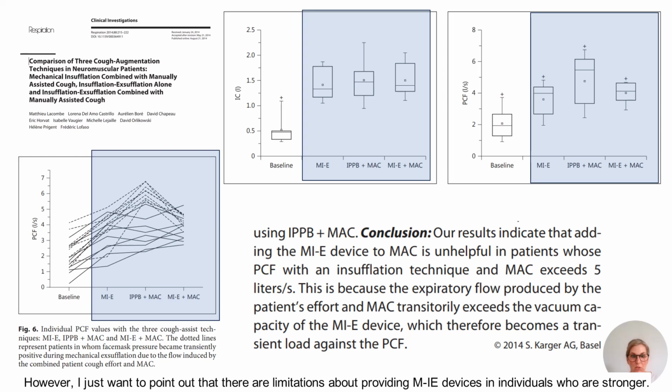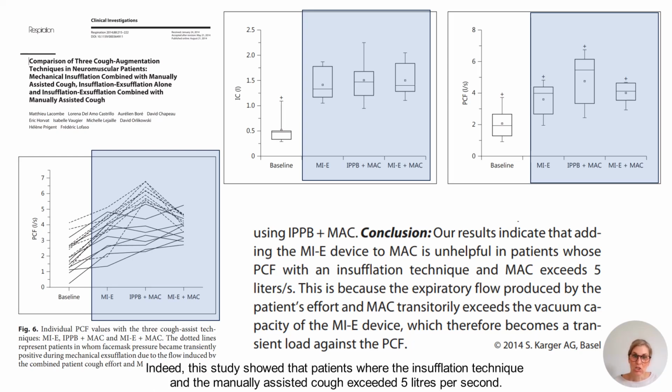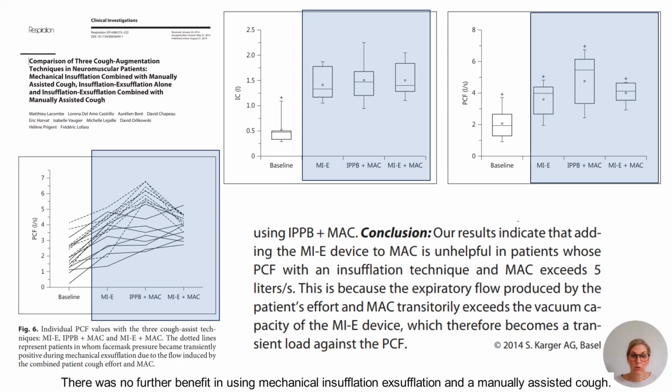However, I just want to point out that there are limitations about providing mechanical insufflation-exsufflation devices in individuals who are stronger. Indeed, this study showed that in patients where the insufflation technique and the manually assisted cough exceeded 5 litres per second, there was no further benefit in using mechanical insufflation-exsufflation and a manually assisted cough. Therefore, those patients that are stronger benefit far more from a deep breath in and a manually assisted cough.